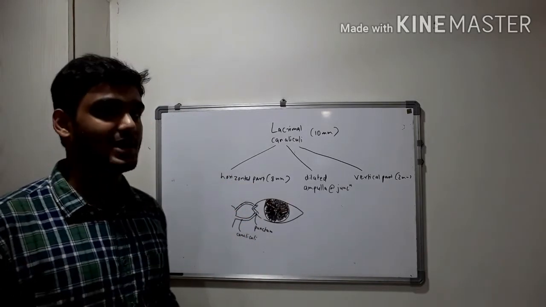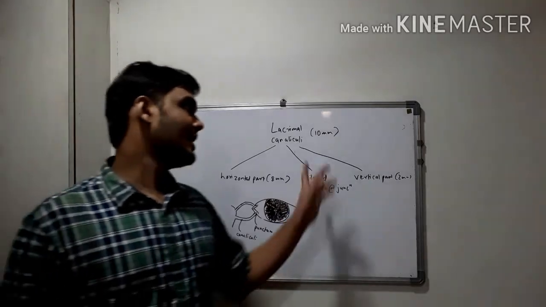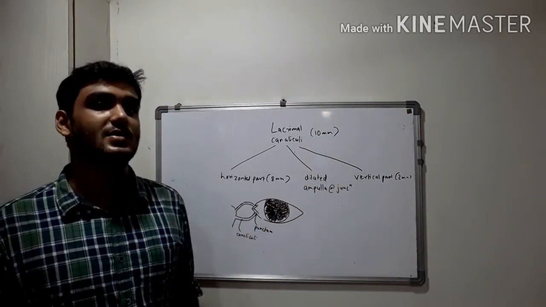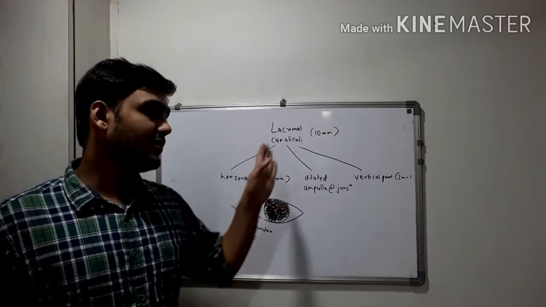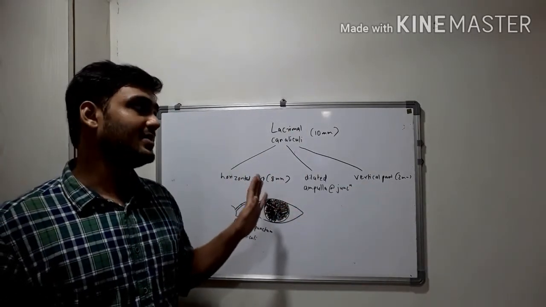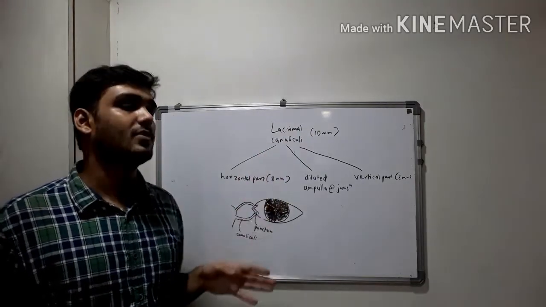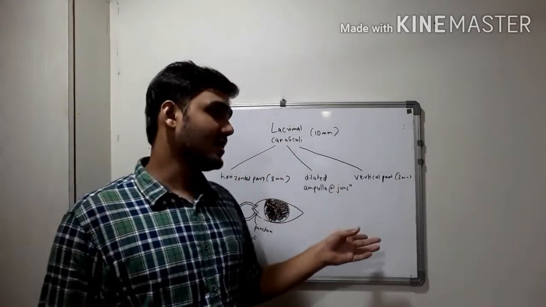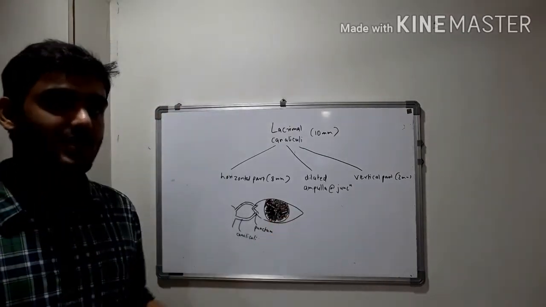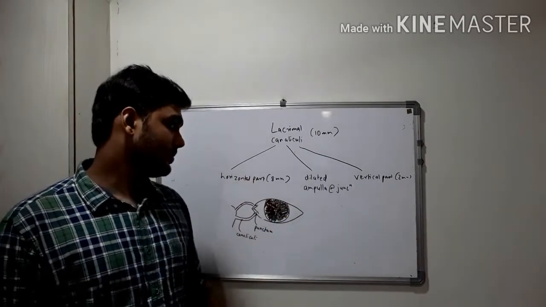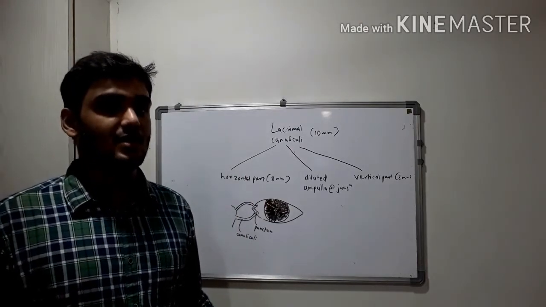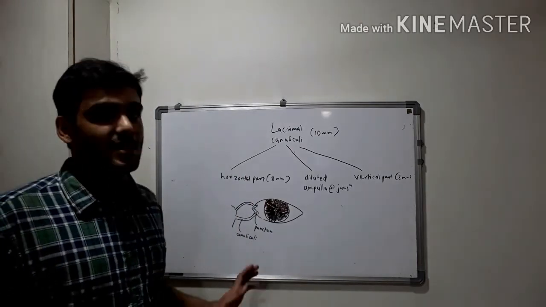So now we shall talk about the lacrimal canaliculi. These are about 10 mm in length, and they have two segments, a horizontal segment and a vertical segment. The horizontal segment is longer, about 8 mm, meaning about 80% of the canaliculus, and the vertical part is 2 mm, about 20% of the canaliculus. At the junction of these two segments, we have a dilated ampulla. And as I said, these open into the lacrimal sac.